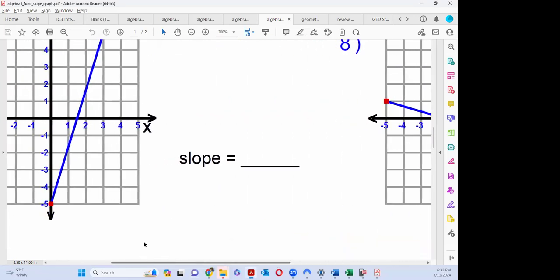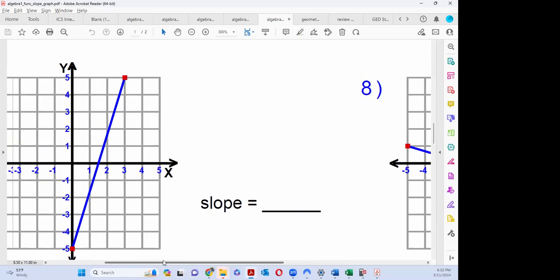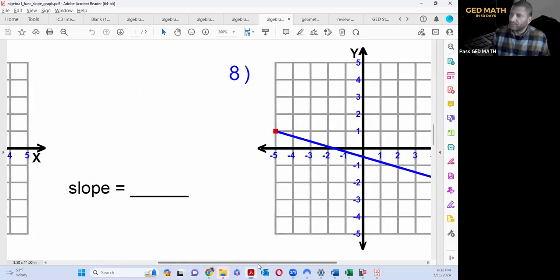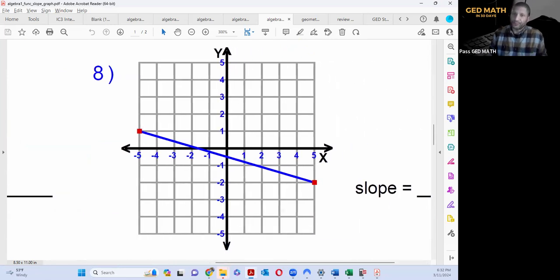Will they give us something like that that's gonna throw us off? I mean, well, they could, but all right, so let's do it then. Let me just do it real quick.